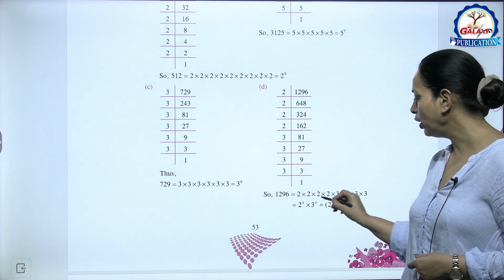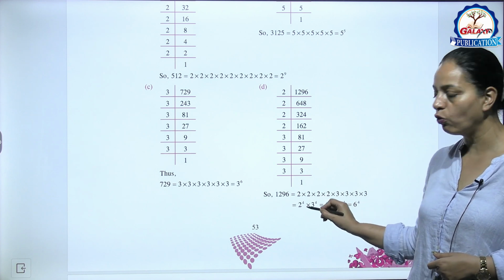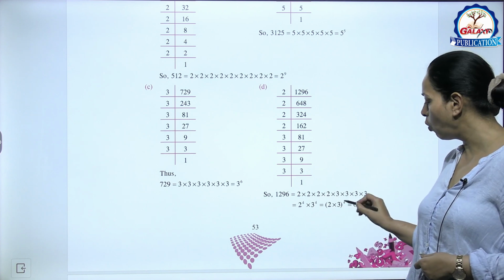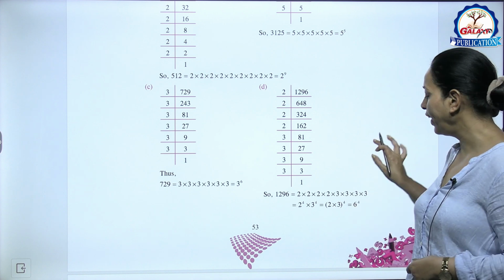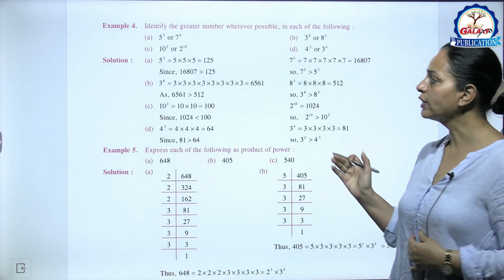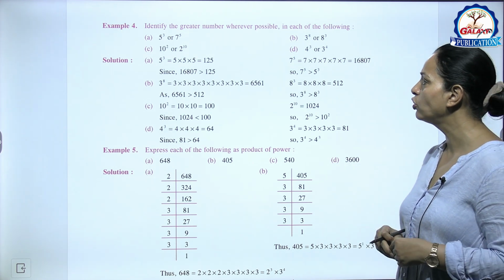So what are we getting? 2, 4 times and 3, 4 times. So 2 raised to the power 4 into 3 raised to the power 4 means 2 into 3 whole power 4, or we can write 6 raised to the power 4. Okay. Now example 4. Identify the greater number wherever possible in each of the following.